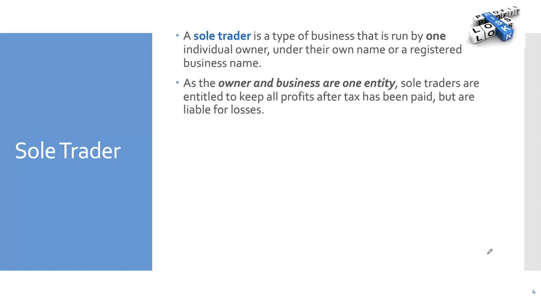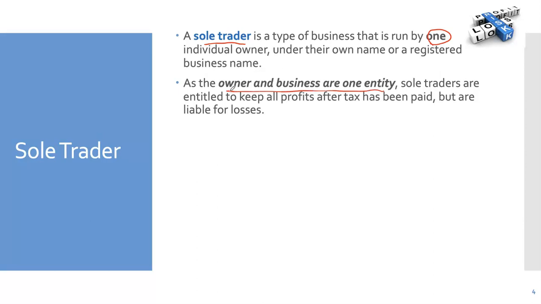So what do we mean by a sole trader? This will be part of your definition or your state part of your answer. This is a type of business that is run by one individual owner, under their own name or a registered business name. That is an important characteristic to list. A sole trader only has one individual owner, and as a result, the owner and the business are one entity.